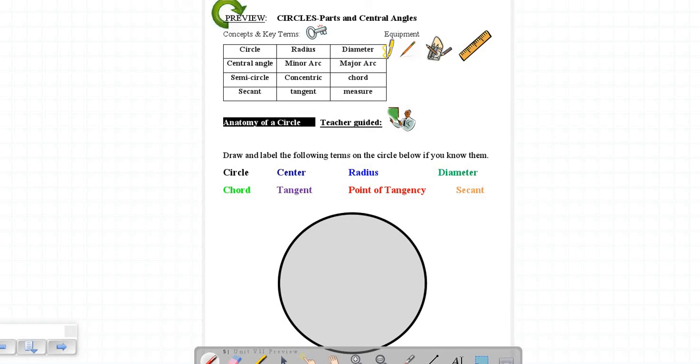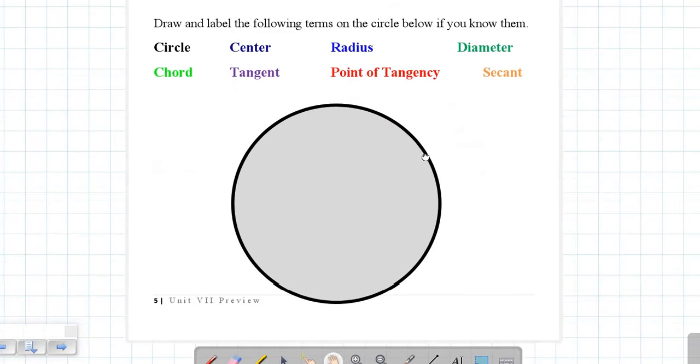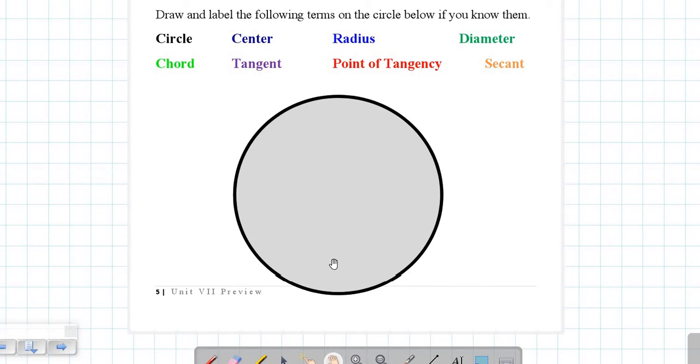Circles. We're going to be talking about circles for the next 20 minutes. We have lots of vocabulary here. Let's just kind of check it off as you read it. Circles, radius, diameter, something called a central angle, minor arc, major arc, a semicircle, concentric, chord, something called a secant, a tangent, and the concept of measure. Most of this vocabulary is going to be right here. You're going to want a straight edge.